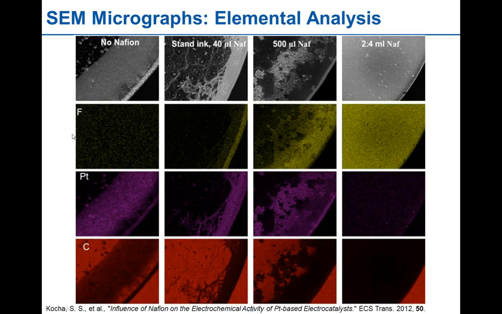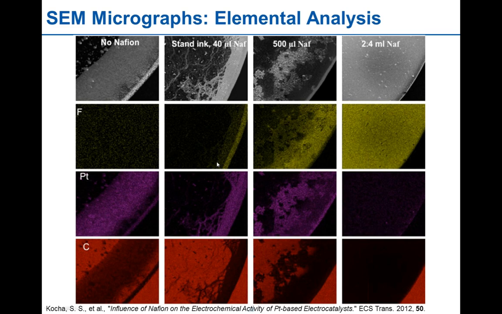So we looked at SEM micrographs of these catalyst layers for 4 cases: no Nafion, standard ink of 40 microliters, higher Nafion content, and finally super high 2.4 ml of Nafion. Those are the SEM images on the top. The left column is for no Nafion. As you can see, we didn't have Nafion, so the fluorine signal is just a background, what you see. The platinum is still in the form of a ring. I mean, you do have a catalyst in the center, but there is a clear ring that is formed.